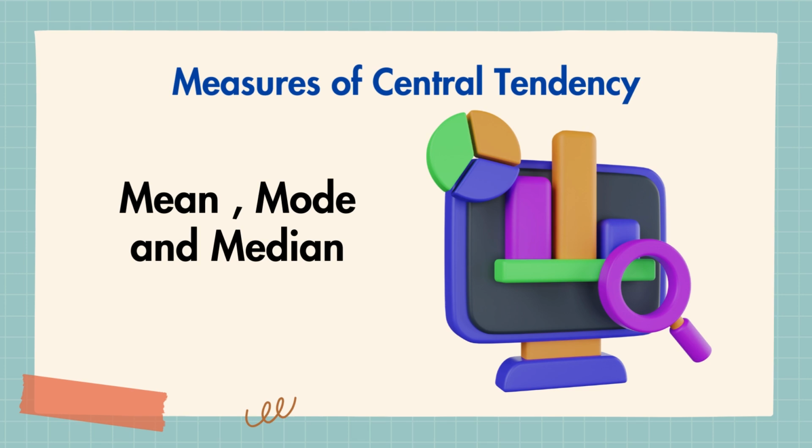Today we are diving into the world of statistics as we explore three fundamental measures of central tendency. The first one is mean, second is mode, and the third one is median. These statistical tools help us understand the central or typical values within a set of data. Let's get started.